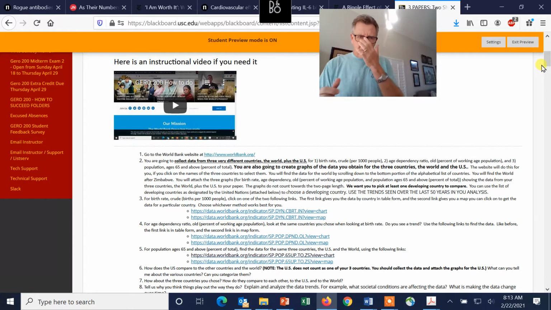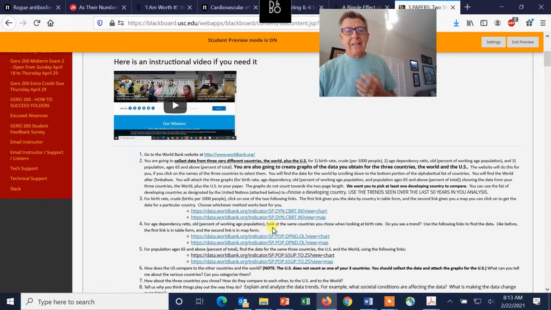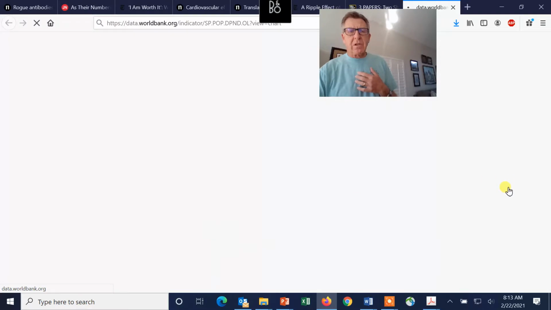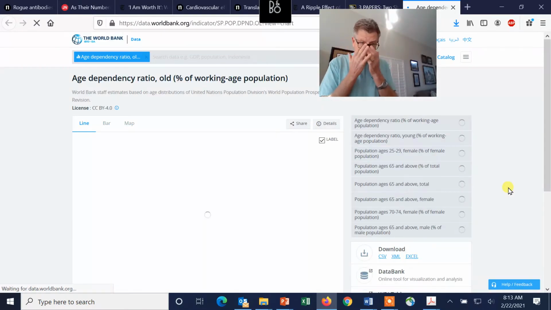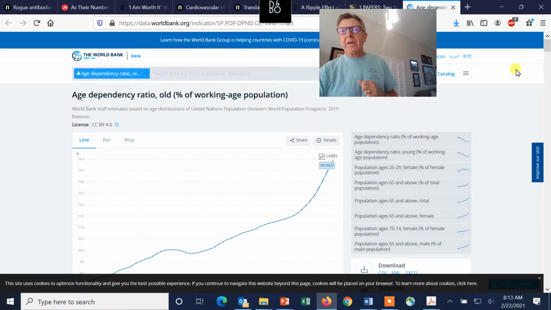All right. Depending on your computer, some people may even have trouble getting the initial phase to work. On this particular computer, it does work for me. I'll start with the age dependency ratio because some people are having a little issue with this. So I want the chart. I'm going to click right here on the chart, and up comes the information. In this particular case, it's showing the world, and you get some numbers here.